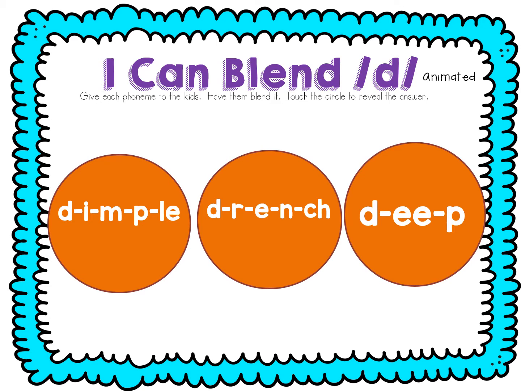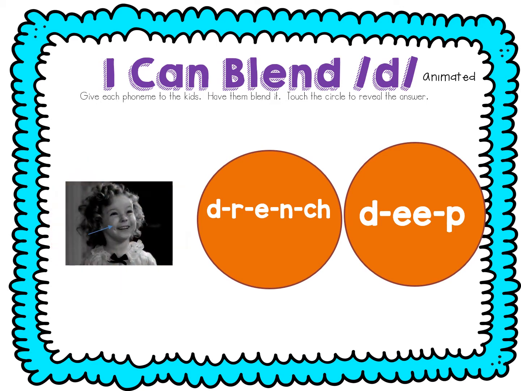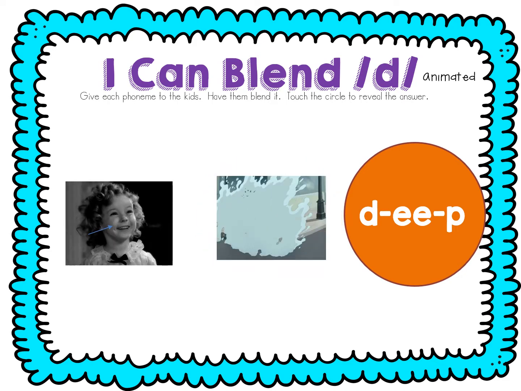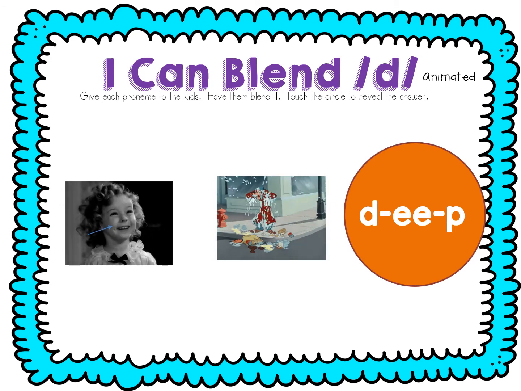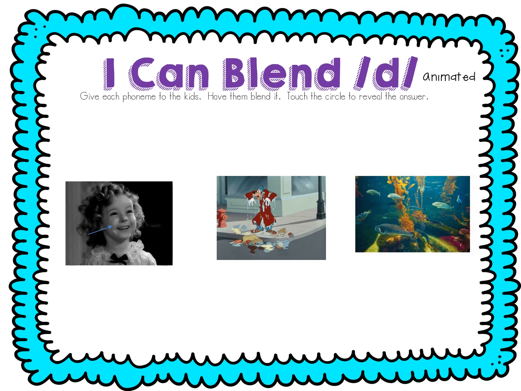Let's see if you can blend some words that have the d sound. D-i-m-p-l. Dimple. D-r-e-n-ch. Drench. Look, he's drenched. He is soaking wet. D-e-p. Deep. In the deep water.